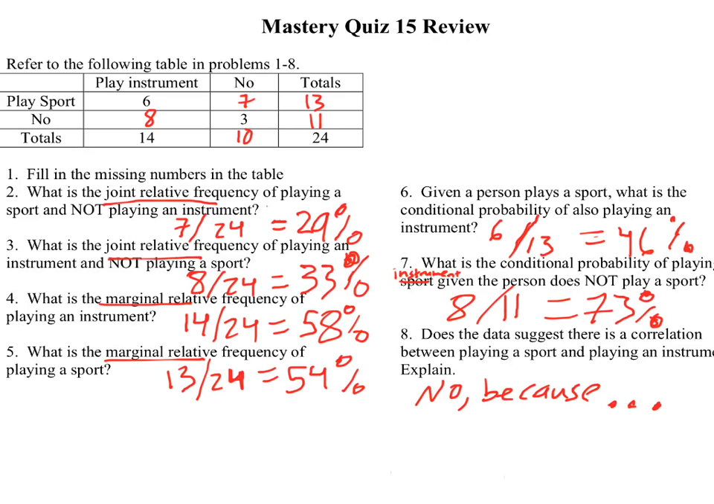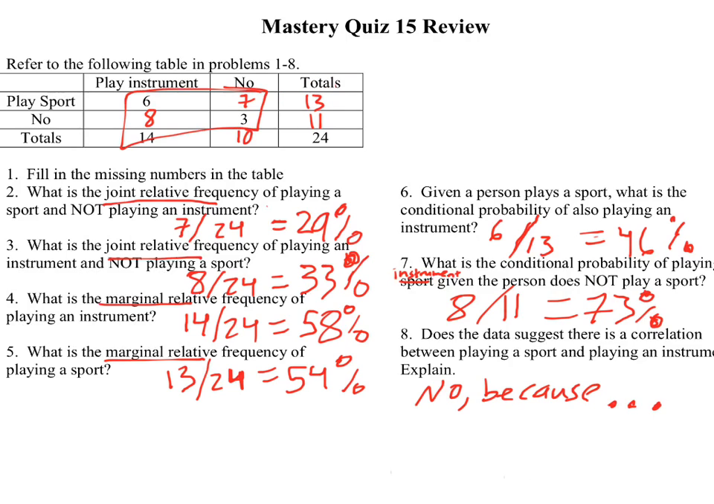Does the data suggest there is a correlation between playing a sport and playing an instrument? Explain. I would say no on this one. If you look at these joint frequencies here, they're actually fairly evenly distributed. The only part that's not similar, as these are really similar numbers, is not doing either of them. And that would only suggest that more people play an instrument or play a sport, or both, than don't. And if you look at how many people play an instrument and how many don't, and how many play a sport and how many don't, it's fairly evenly distributed.